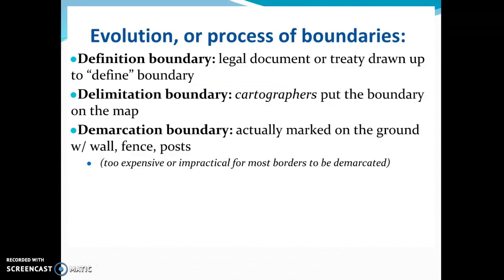When we talk about boundaries, we also have to consider the way in which a boundary comes about. So as boundaries are drawn, they are actually created first in a definitional sense. A definitional boundary or definition boundary is a legal document or treaty drawn up in order to define where the boundary will be.